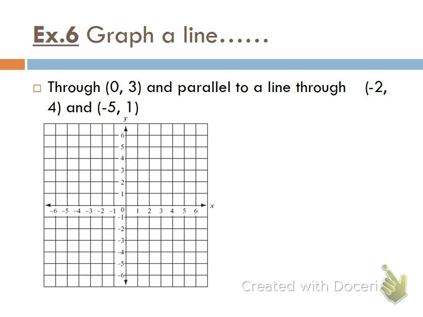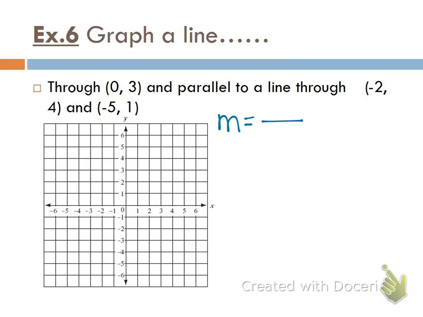All right, graph a line through (0, 3) and parallel to a line through (-2, 4) and (-5, 1). So I would go ahead and graph that second line first. Well, we don't have to. Let's not graph the second line. Let's just go ahead and find the slope of the second line. If you did graph the second line through (-2, 4) and (-5, 1), that's fine, but I don't want to end up getting confused when we go to graph our answer.